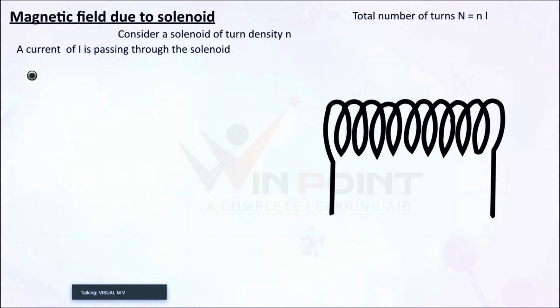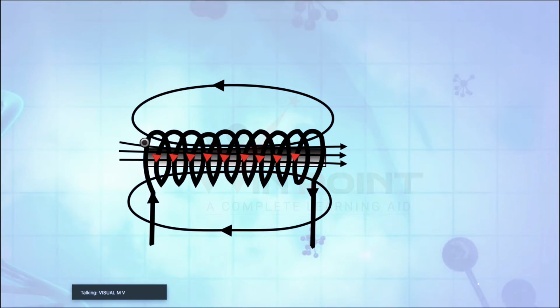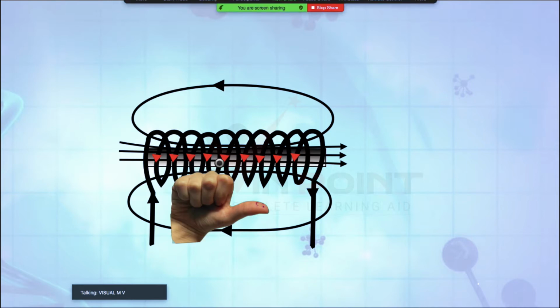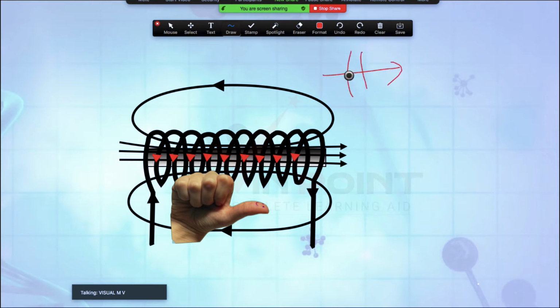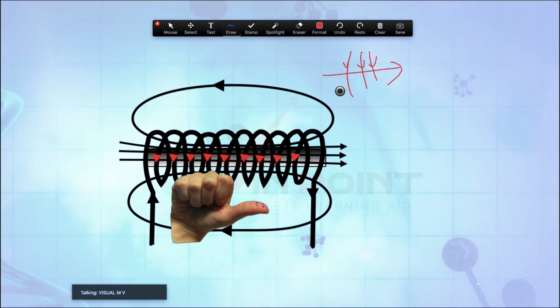Now a current I is passing through the solenoid, and to find the direction of the magnetic field you need to apply the right hand thumb rule. Here the red arrow is the direction of current. Your encircling fingers, the 4 fingers, should hold the solenoid in the direction of current. Then the thumb will indicate the direction of the magnetic field, because your fingers will be like this.